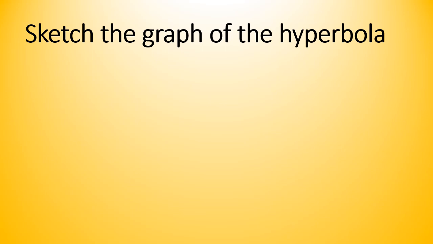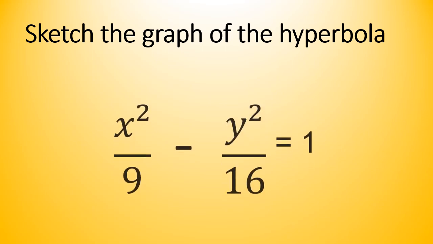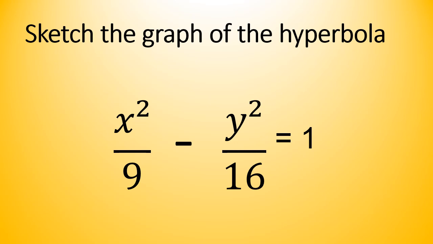Let's have the first given example. How are you going to sketch the graph of this equation? x squared over 9 minus y squared over 16 equals 1. What does this equation illustrate? Your basis to determine the type of its illustration is the first term. The first numerator is x squared, and the denominator is a squared equals 9. Therefore, the vertices lie along the x-axis.